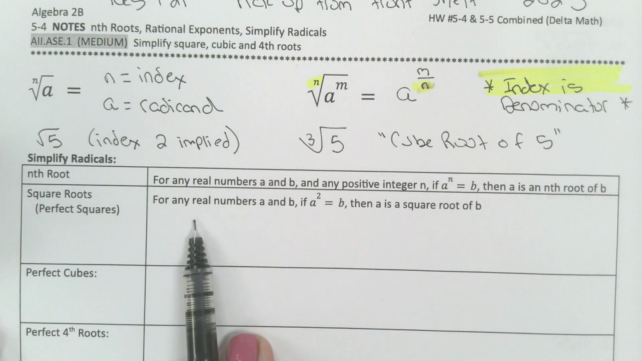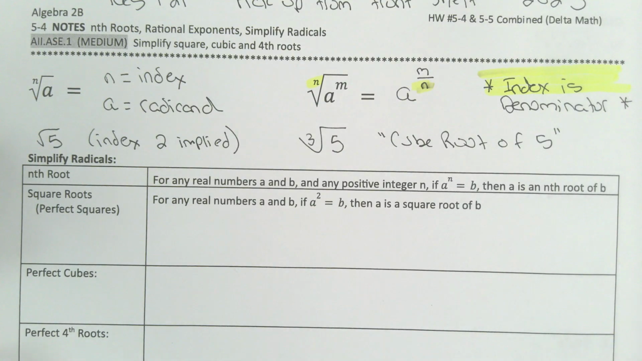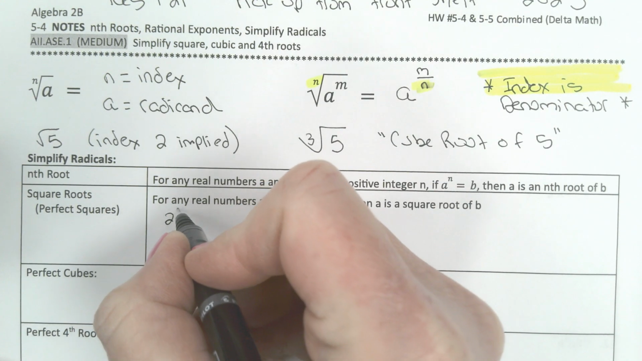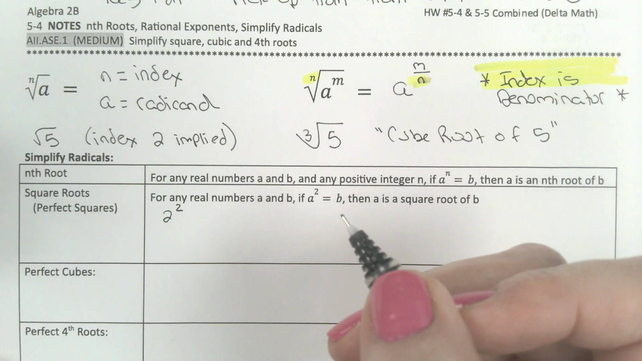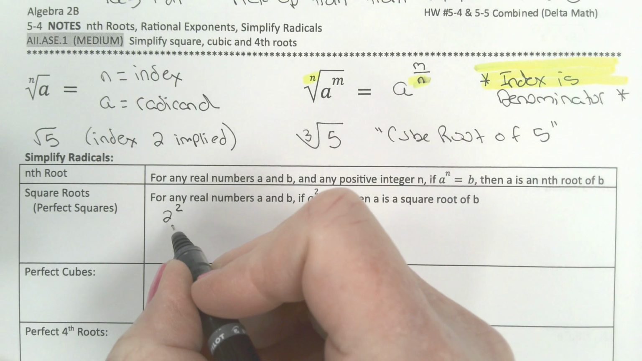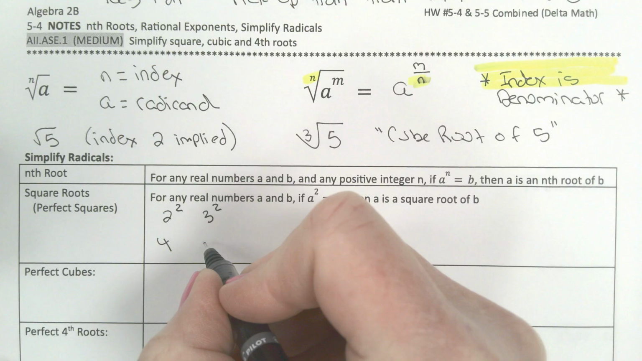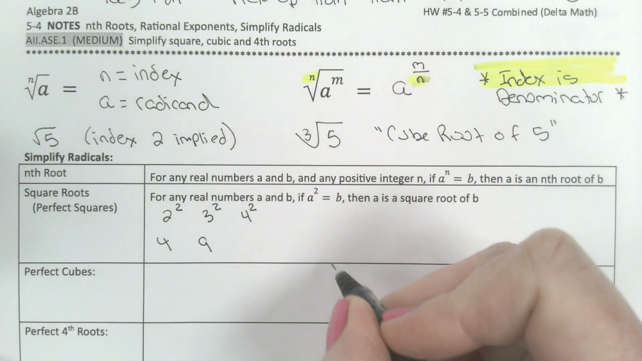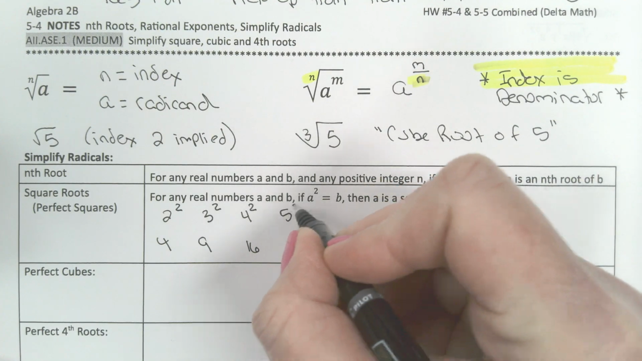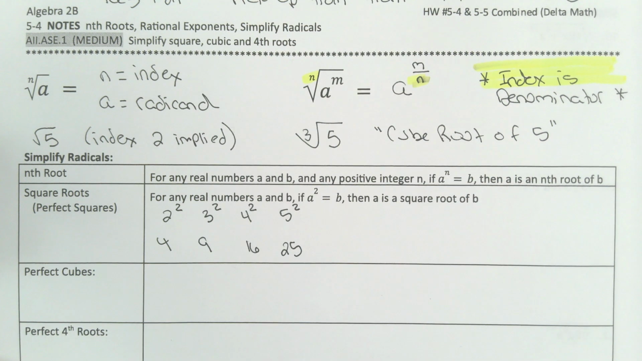So we are going to simplify some expressions, and so it is helpful if you know your perfect squares. All right, so if you had 2 to the second power, what do you get? Go ahead, shout it out. You got this. 2 squared. 4. 3 squared. 4 squared. 5 squared. I heard it dropping off. Hopefully it's 25.